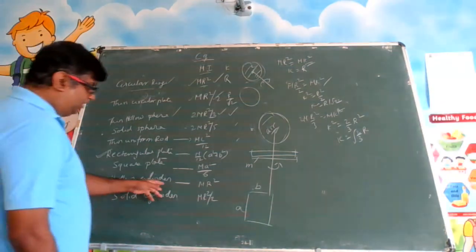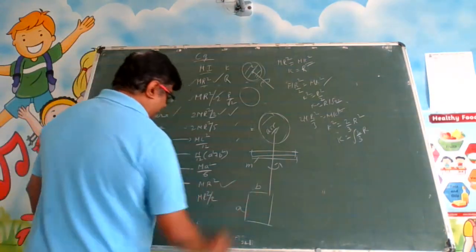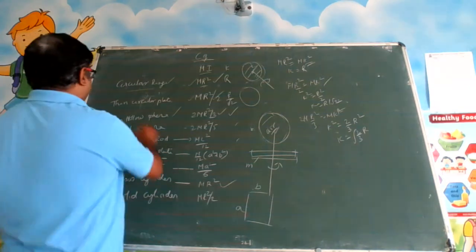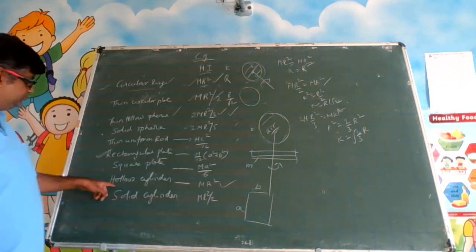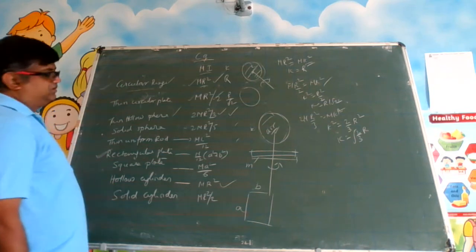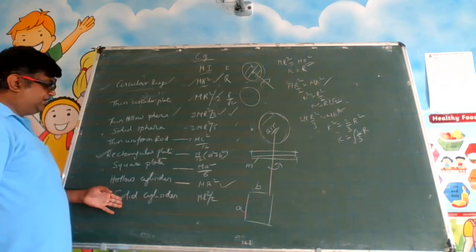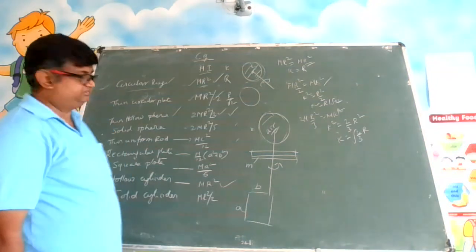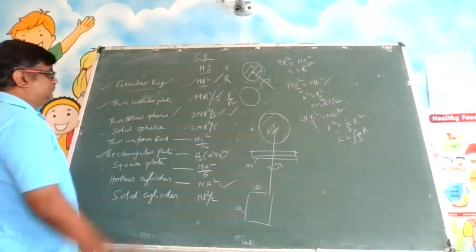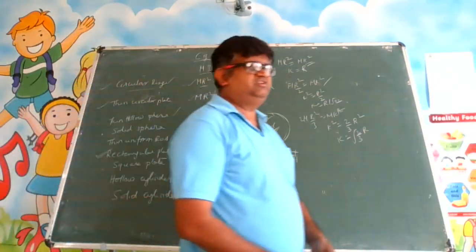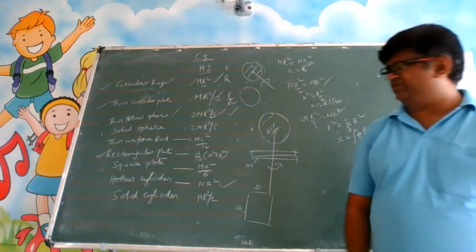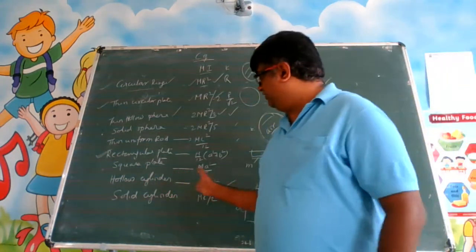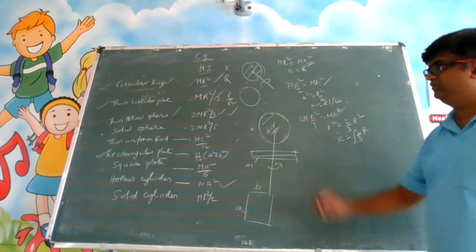If it's a hollow cylinder, it is mr square. So hollow cylinder is equal to the circular ring. Okay, hollow cylinder is equal to the circular ring. If it's a solid cylinder, it is mr square by 2. So this is equal to thin circular plate. So which is difficult to roll? Hollow cylinder or solid cylinder? So hollow cylinder has got more moment of inertia. It is more difficult to roll.